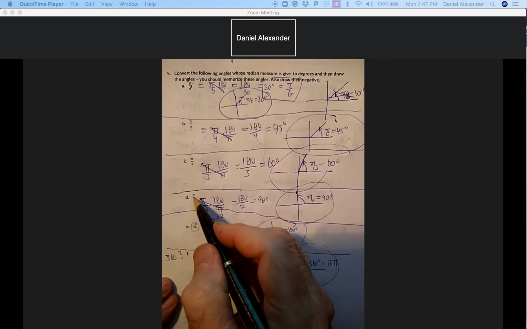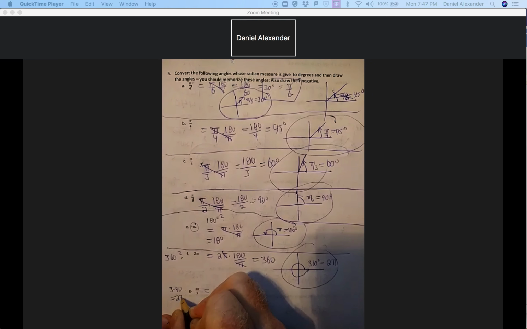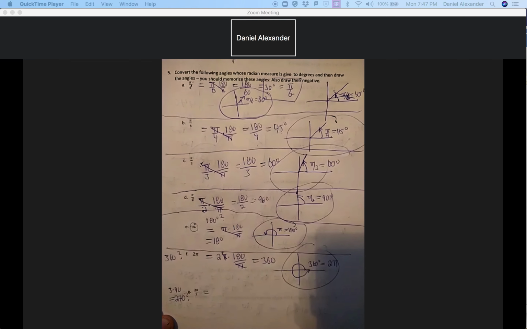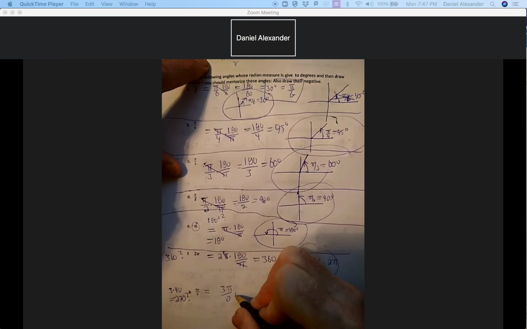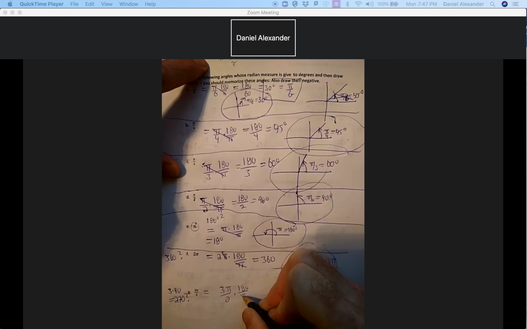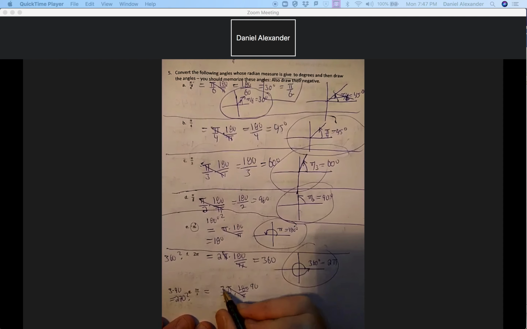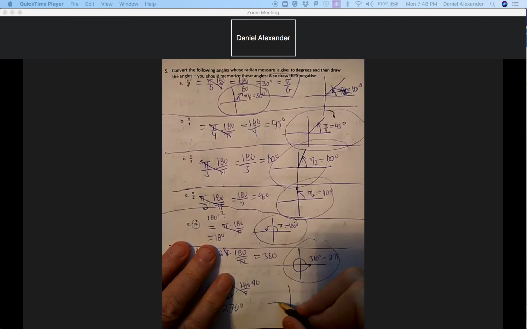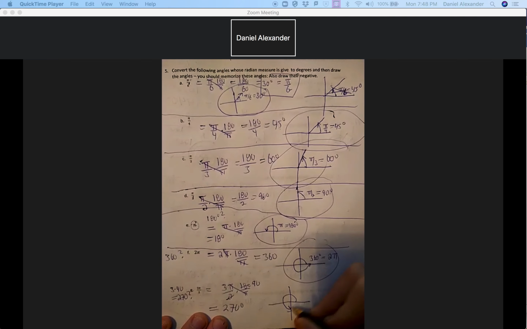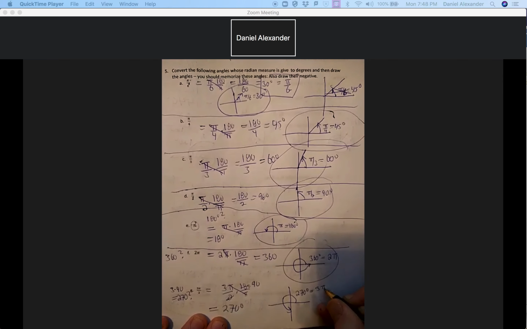Then we have one more, 3 pi over 2. Again, pi over 2 is 90, so hopefully this will be 3 times 90 equals 270. So let's just go through the formula. We're going to take 3 pi over 2 radians and multiply it times 180 over pi. The pi's cancel. 2 goes into 180, 90. 3 times 90 is going to be 270 degrees, just as we thought. And so this angle from here to here will be 270 degrees, or 3 pi over 2 radians.